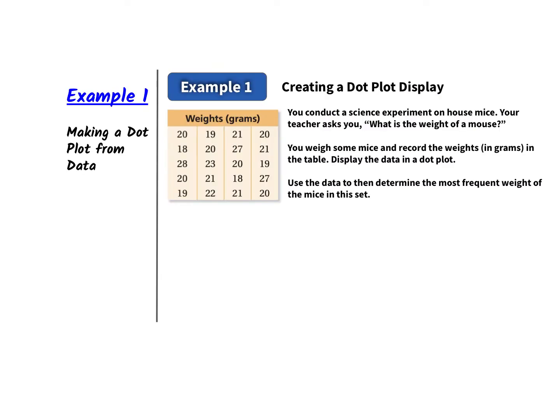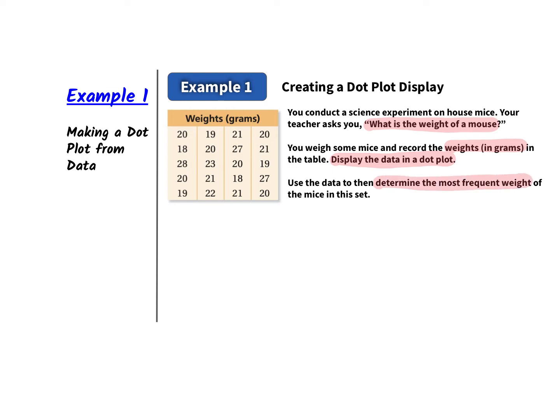Example 1 in 7.2, we are going to create a dot plot to display some data that we're given here. We're conducting a science experiment, and this science experiment is weighing mice. What is the weight of a mouse? You weigh some mice and record the weight in grams, and then we want to display the data in a dot plot. So we're going to use a number line for sure. We're then going to use the data to determine the most frequent weight of the mice.